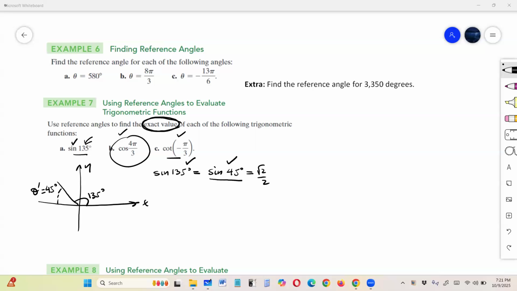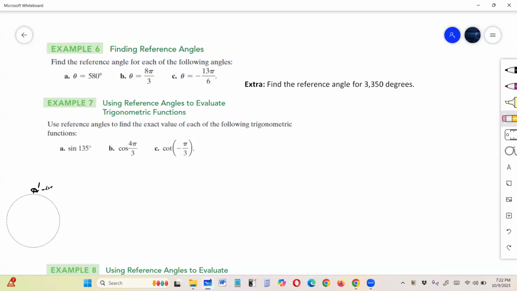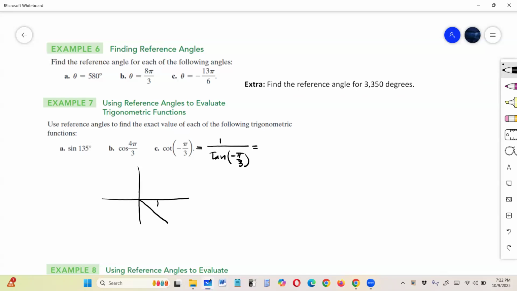Now, cosine, let's do cosine, or I guess I said cotangent. So let's do cotangent. Okay. Now, I know that cotangent is 1 over tangent of negative pi over 3. All right. Now, pi over 3 is negative, right? It's in the fourth quadrant. So this is the reference angle. And if it's negative pi over 3, the reference angle is pi over 3.